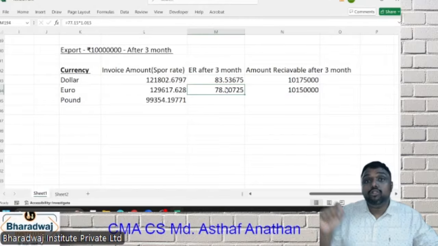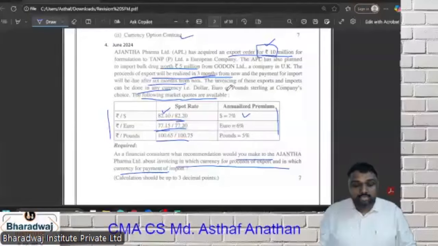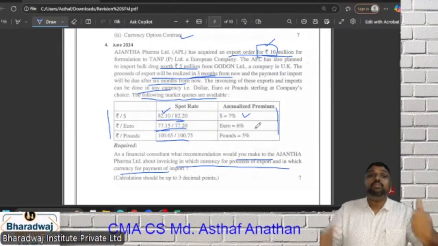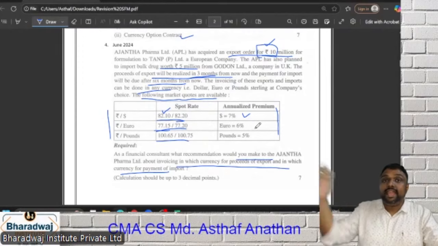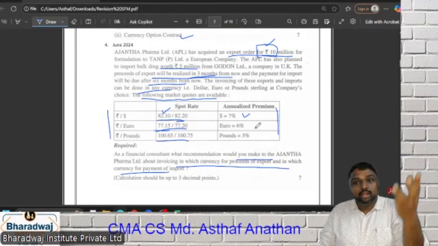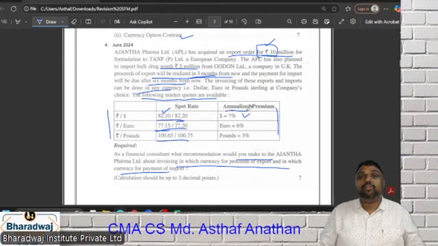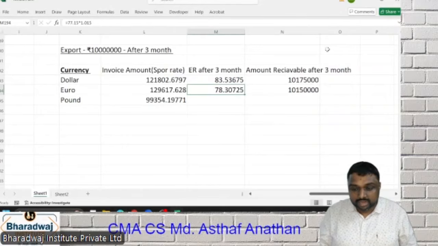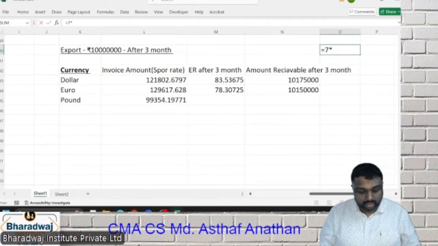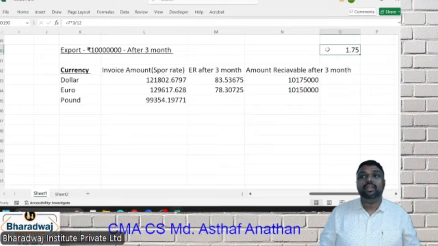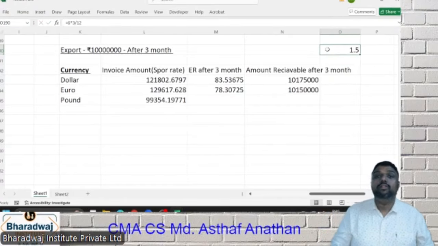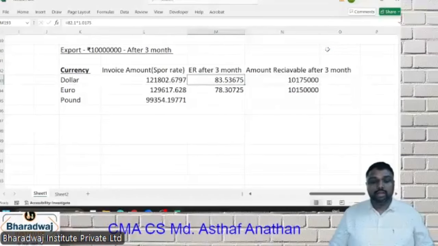Sir, how did you get this after 3 months? Because the current spot rate is given here. This is euro. Current spot rate is given here. They have given the appreciation premium. So we just changed it. It is for 3 months. So this is annualized for a year. We just changed it. How did we change it, sir? 7% is for 1 year. For 3 months it is 1.75. Same way, 6% is for 1 year; for 3 months we do 1.5. So what number do we get?